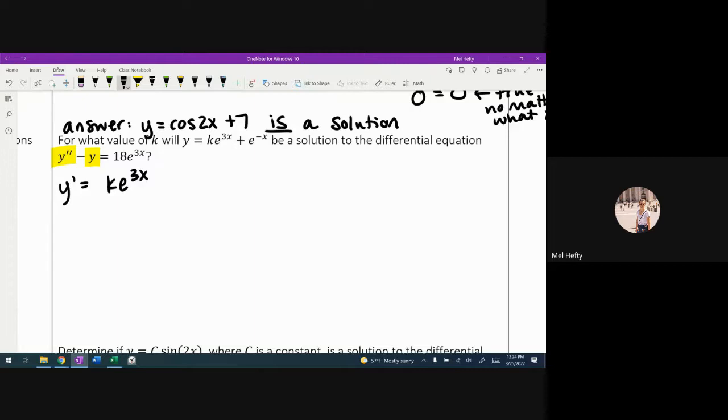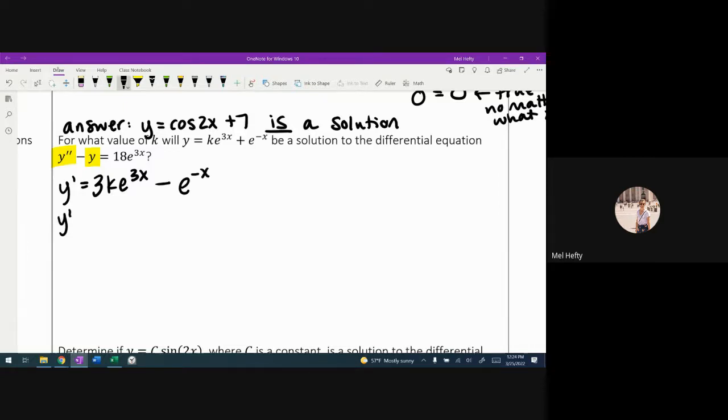Times, I'm going to put my 3 there. All right. What do you think the derivative of e to the negative x is? All right. I would have to multiply by -1 for my chain rule. So I'm just going to subtract instead of add.